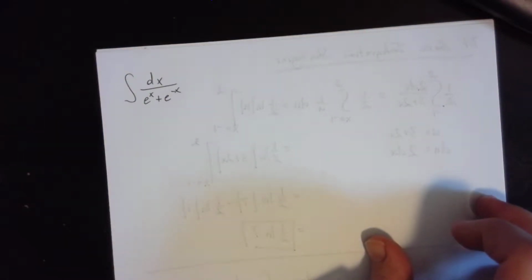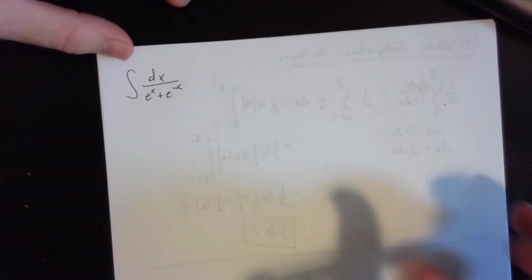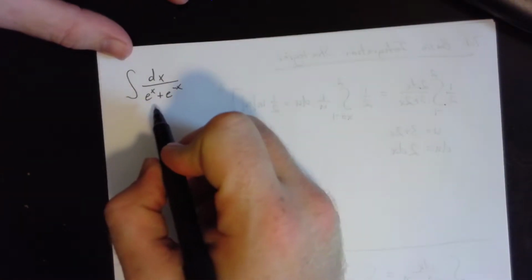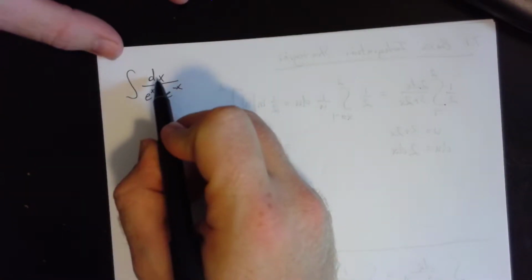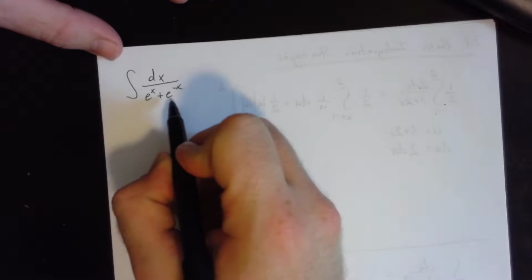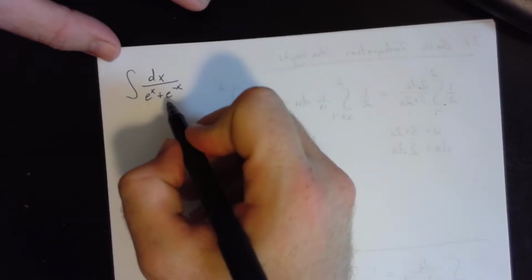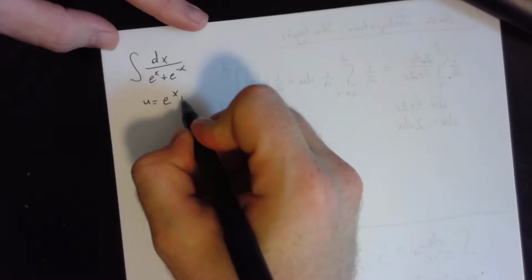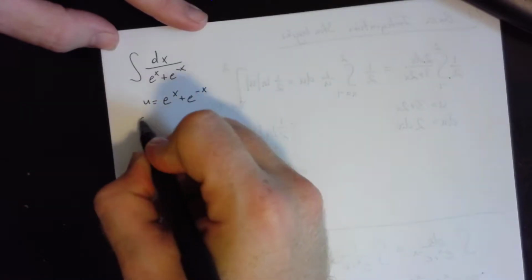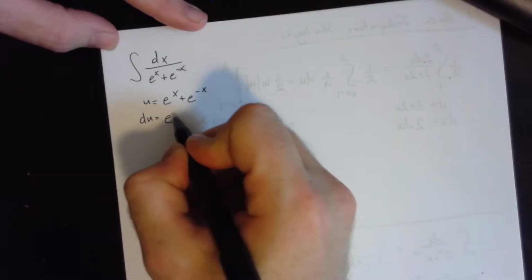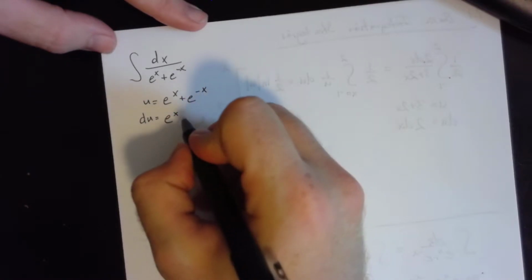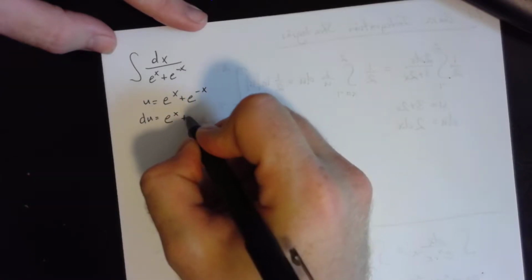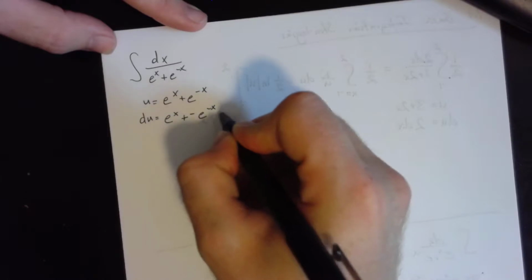The second example for section 7.1 falls around a rational function of exponential pieces. So this is dx divided by e to the x plus e to the negative x. Looking at this immediately, your first attempt is considering that it's a rational function. Let us let u equal the denominator. However, in doing so, we end up with this du being e to the x plus a negative e to the negative x dx.